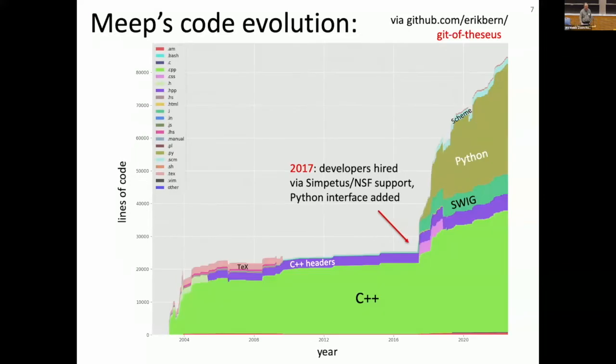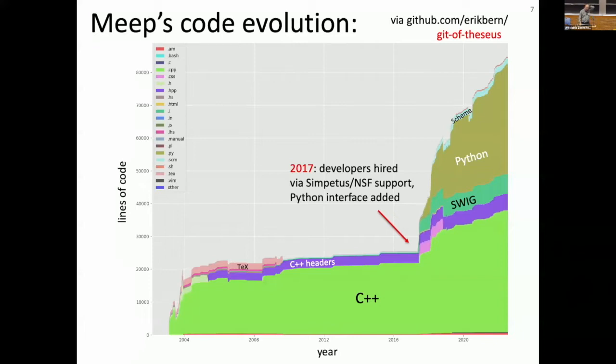You can also see it in this graph of the same thing, but showing the languages. The core of it is in C++, and the purple is C++ headers, so it's also C++ code. Then in 2017, you see a huge chunk of Python code. Now that's more than a third of the code base, which is now almost 100,000 lines of code.